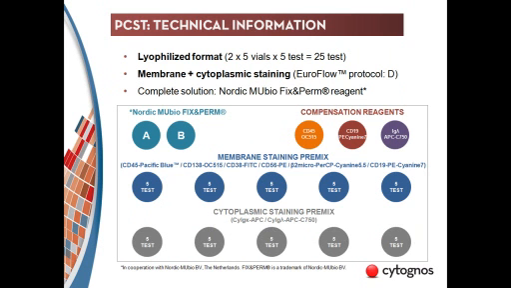As I told you before, the PCST has a similar format to the ALOT tube for exactly the same reason. We have some cytoplasmic reagents, in this particular case kappa and lambda. So we need to split these 25 different tests in 5 vials, but one of them for cytoplasmic and one of them for membrane. We also include the Nordic MUBIO fix and perm reagents for fixation and permeabilization, and as usual, all compensation reagents needed to do the compensation for these special fluorochromes.